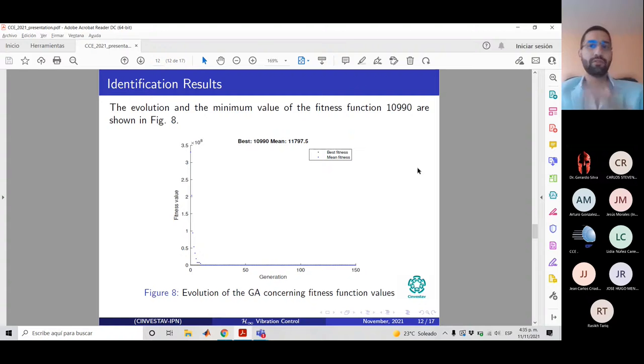A total of 24,600 valid tests, with a progress of 10,000 tests, a maximum percentage of change of 0.01, and the best result with the minimum value of the fitness function can be seen in the figure.